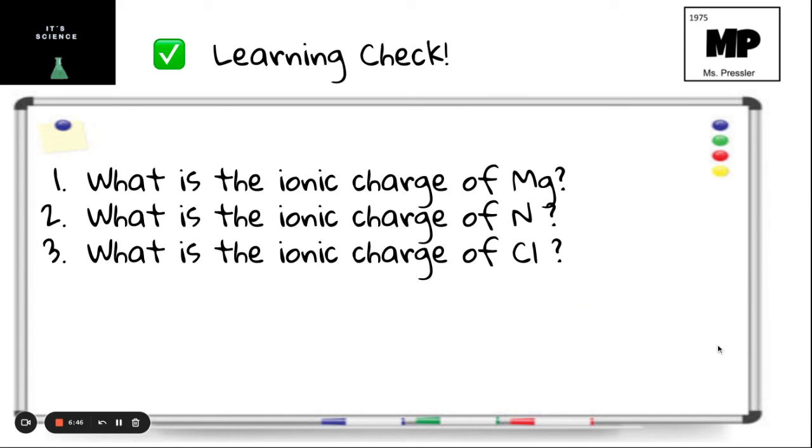So here's your learning check. You're going to tell me what is the ionic charge of magnesium, what is the ionic charge of nitrogen, and what is the ionic charge of chlorine. You can go back and use the periodic table, or you can use the notes from Schoology.